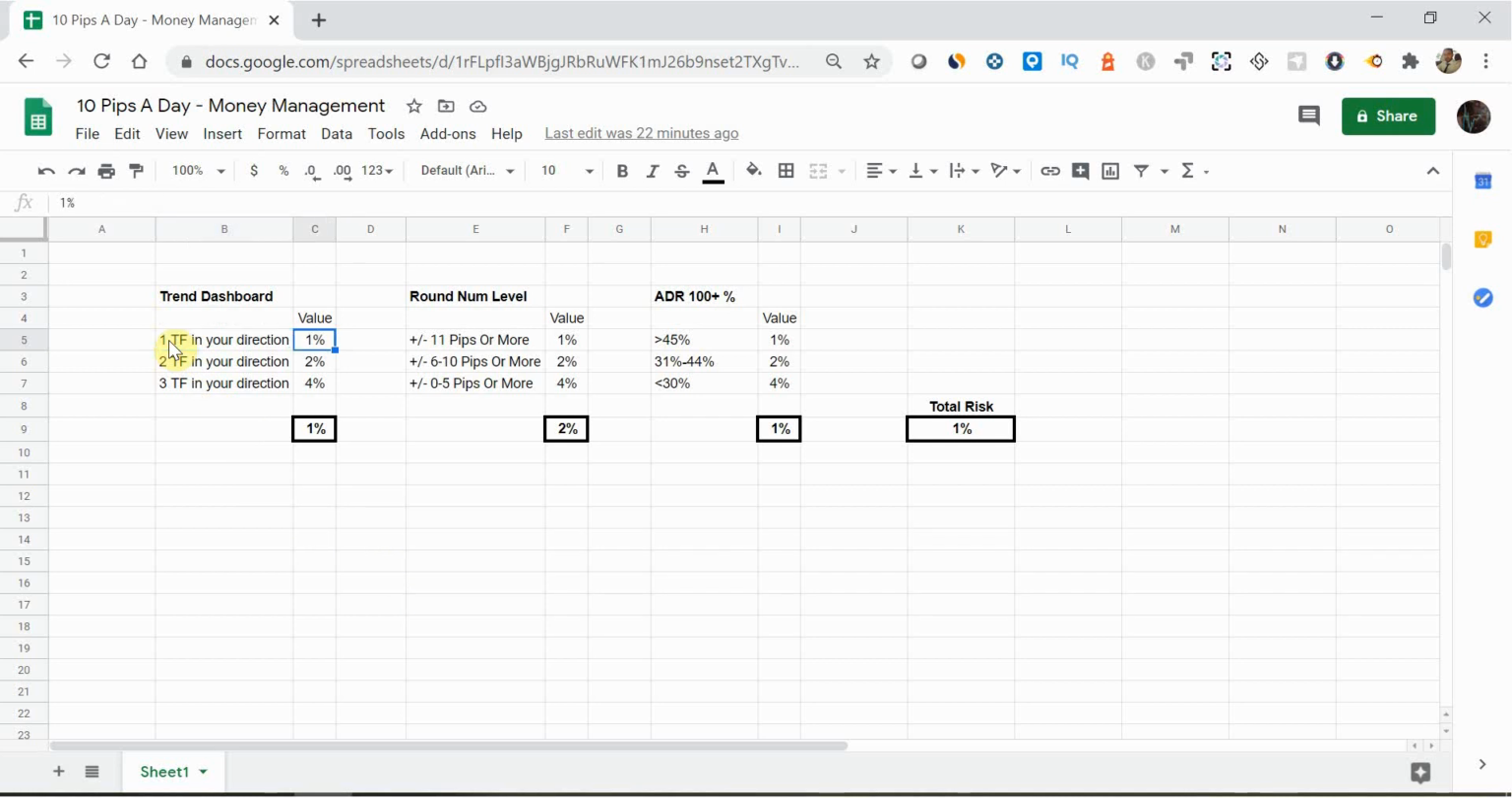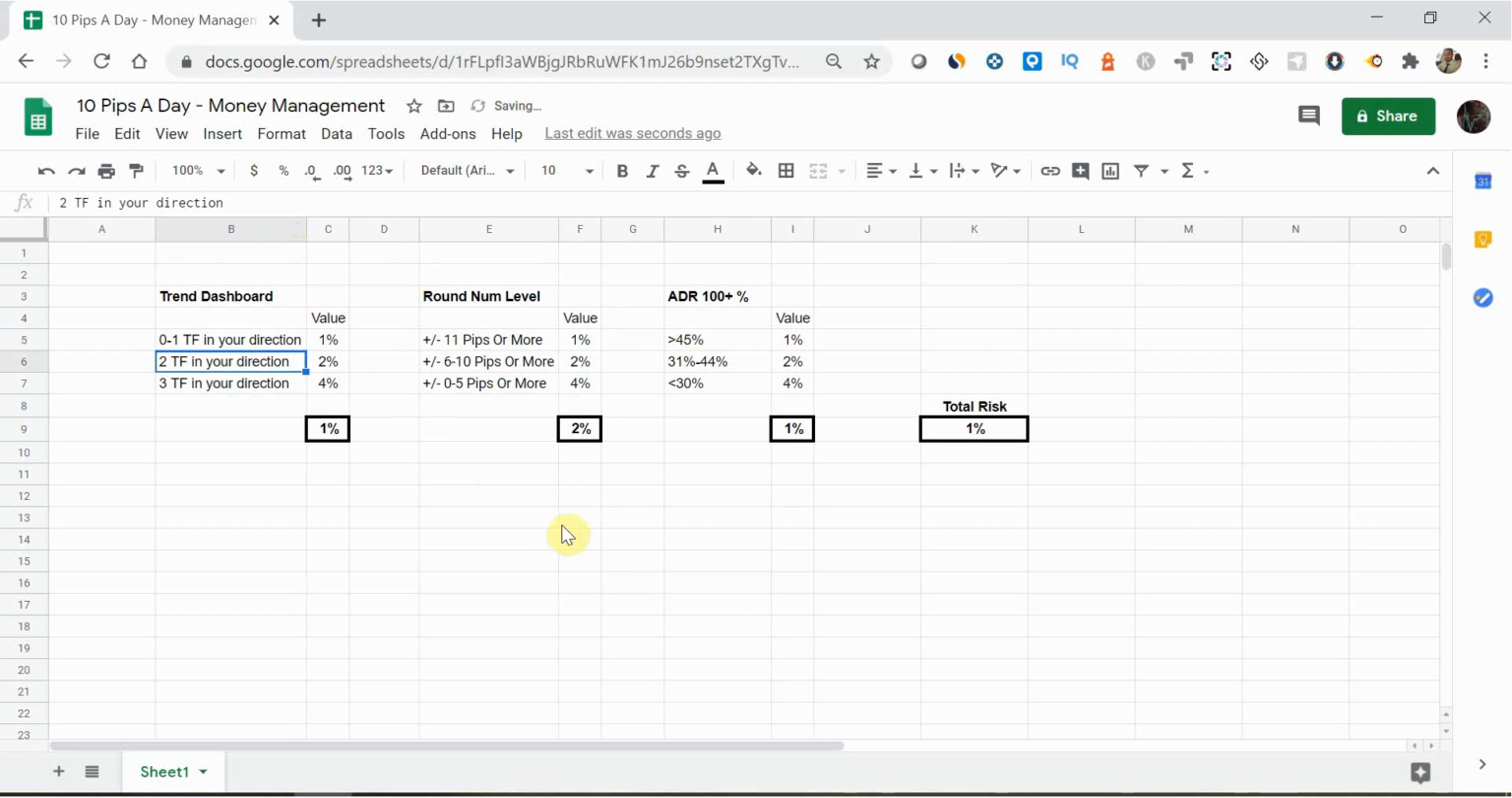Sorry, this should really be 0 to 1, because you might have all of them green, for example, or all of them gray. In this case, we have one time frame which is red, so therefore we put it at the lowest denominator of 1%.